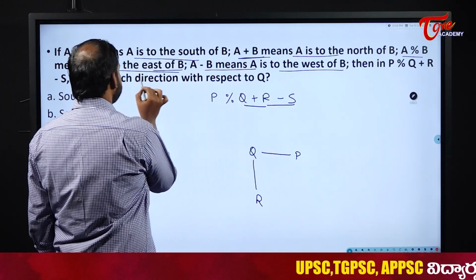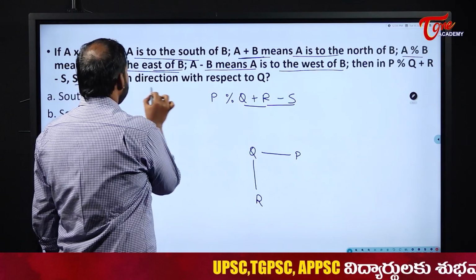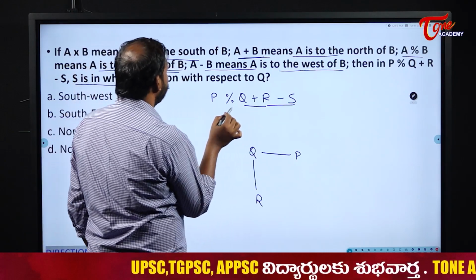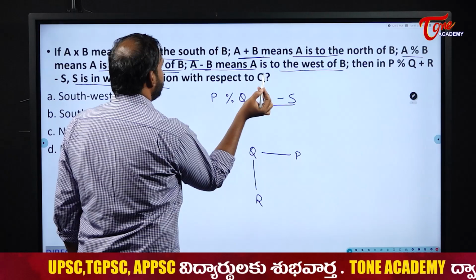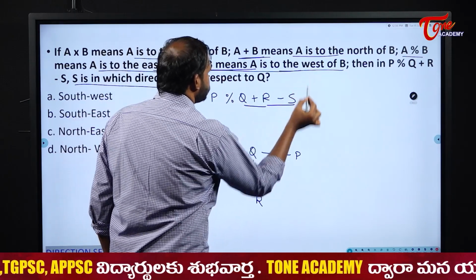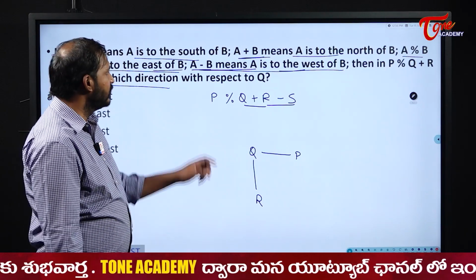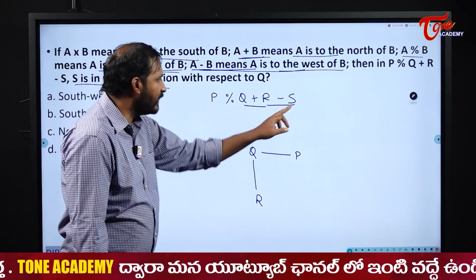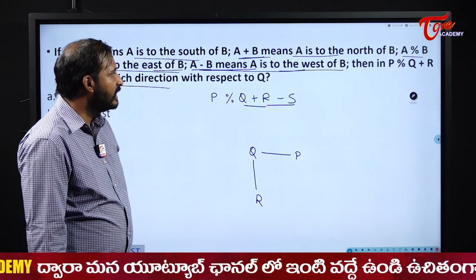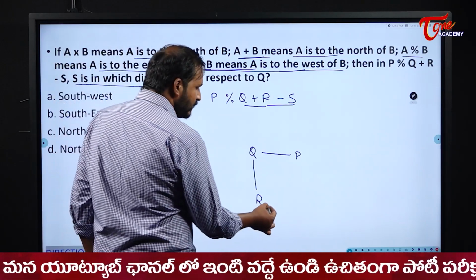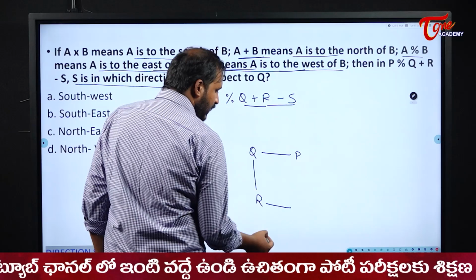Next, R minus S. Minus means what, students? Where do we have minus? Here. Minus means west of B. A minus B means A is to the west of B, right? So R minus S means R is to the west of S.